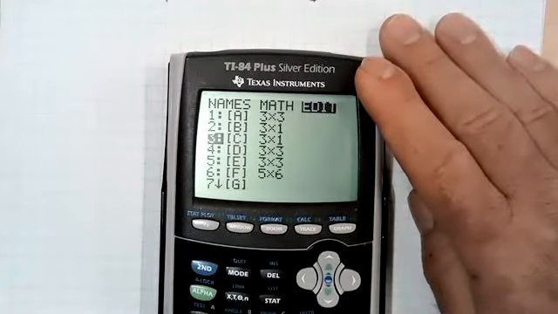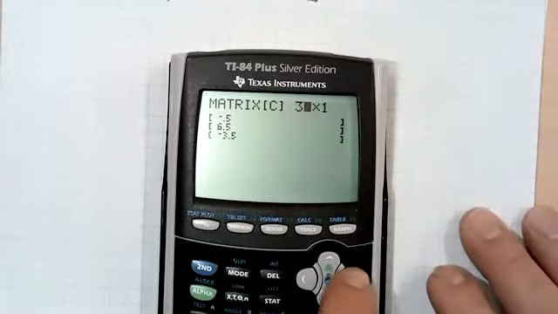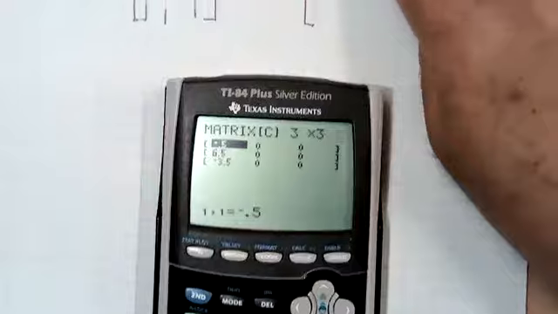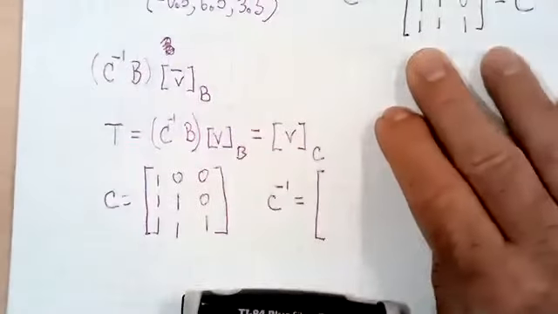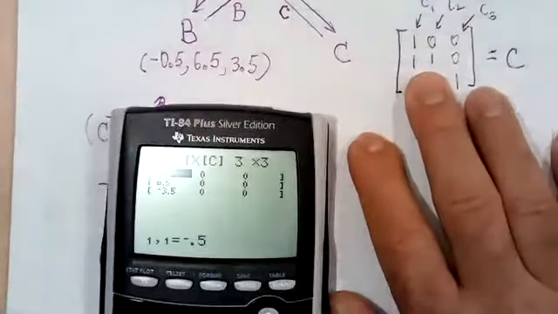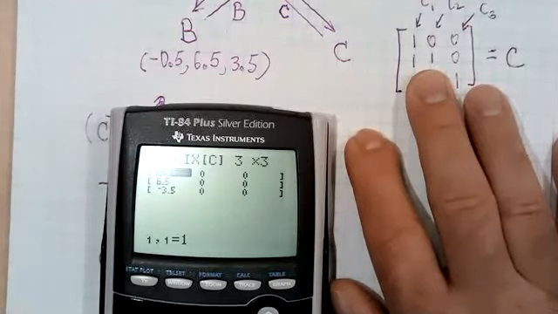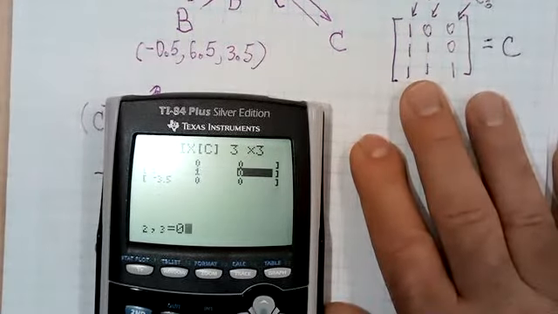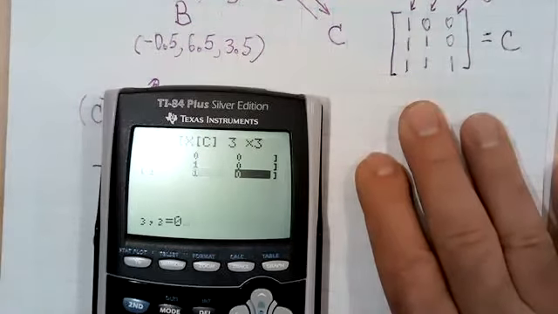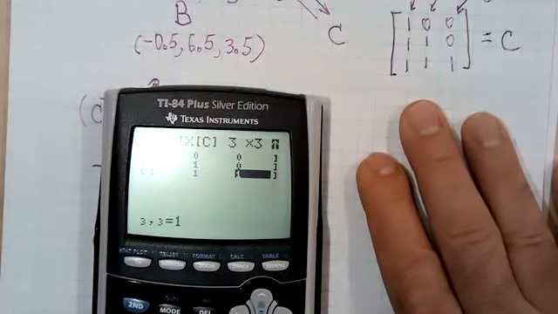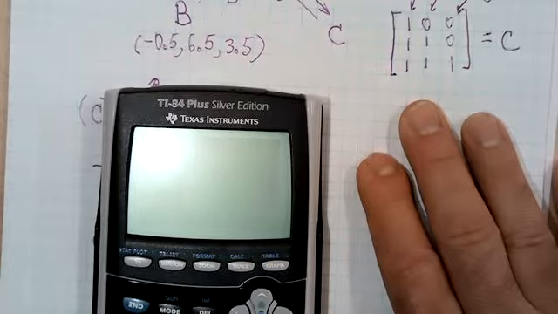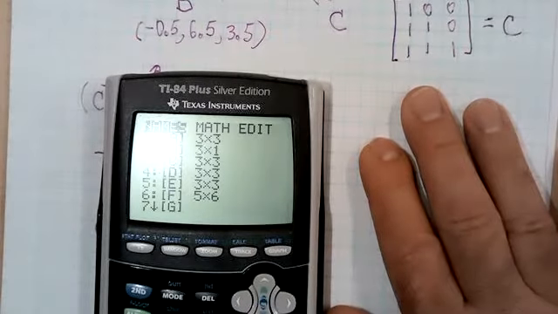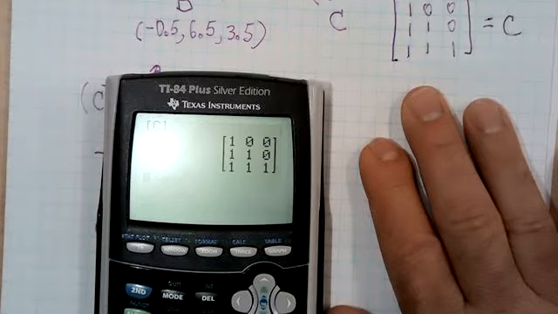And this time I will put C in C so I don't get too confused. Okay, it's this guy, right? Where are you? Right there. So the rows are 1, 0, 0. Second row, 1, 1, 0. Third row, 1, 1, 1. And let's get out of here and see if it worked. Yes, that's what I want.